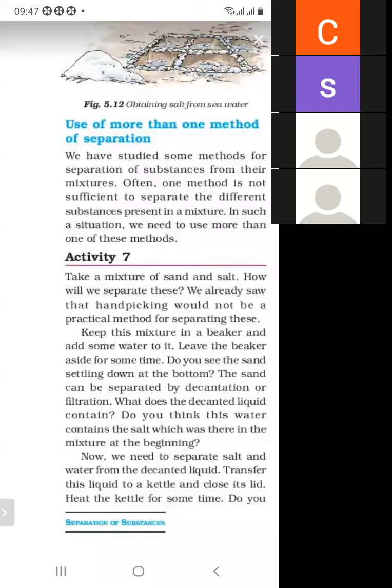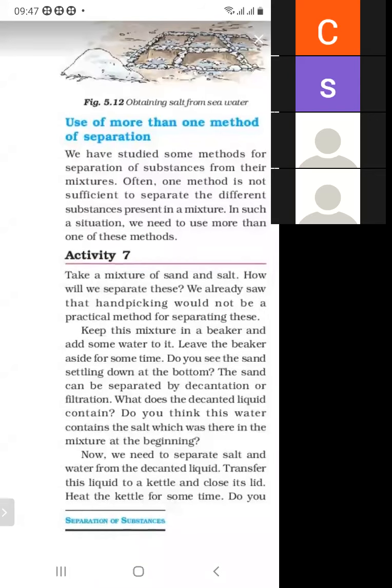So for separating mixtures, sometimes we need more than one method of separation. So this is activity 7. How can we separate sand and salt? So this is a mixture. How can we separate sand and salt?